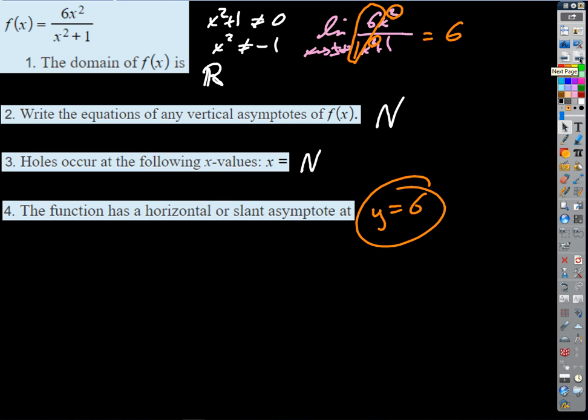Make sense? So that's where x equals 6 or y equals 6? Y equals 6. It's a horizontal asymptote, so it's a y equals something, horizontal line. Easy. Next.